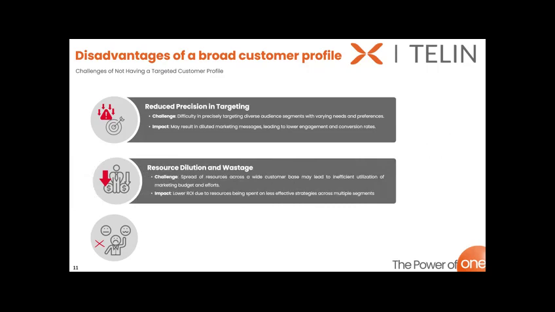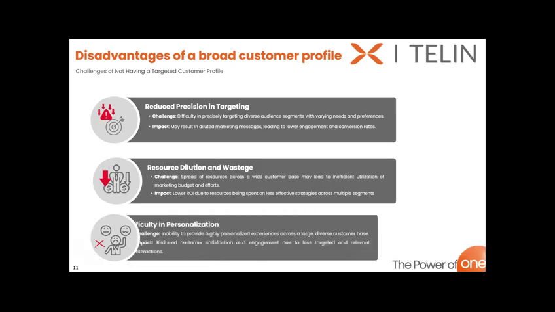Resource dilution and wastage. What's the challenge here? Well, with a wide customer base, resources, and that includes marketing budget, time, and efforts, are often spread across numerous customer segments. This dispersion can make it difficult to focus and allocate resources optimally to each distinct subgroup within the larger audience. The impact of which is that the spread of resources may lead to inefficient utilization of marketing budget and efforts. Allocating resources across multiple segments may not yield significant returns from each group, and that'll lead to a lower ROI for you. This inefficiency could compromise the effectiveness of marketing strategies, potentially impacting the overall success of your initiatives.